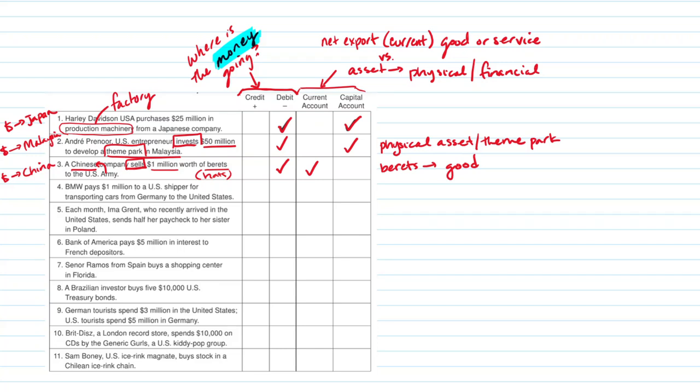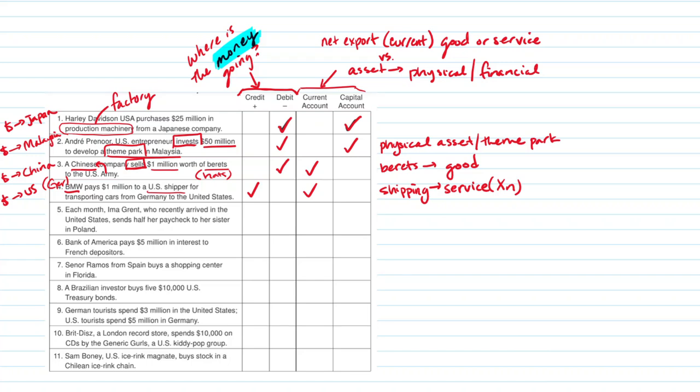Number 4, BMW. If you don't know, BMW is a German company. It pays $1 million to a U.S. shipper to ship cars from Germany to the United States. So for the first time here, we have money that is coming from Germany to the U.S. So that's going to be a credit to the United States. The money is coming to the United States. And on the other side, we have shipping, and shipping is a service which goes as a net export, right? Which puts it on the current account.